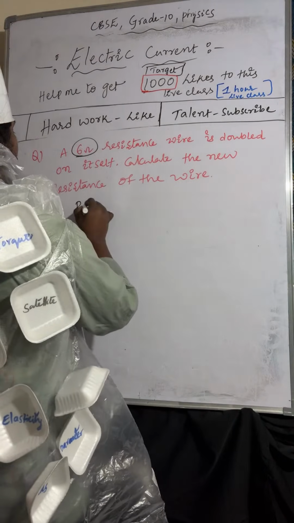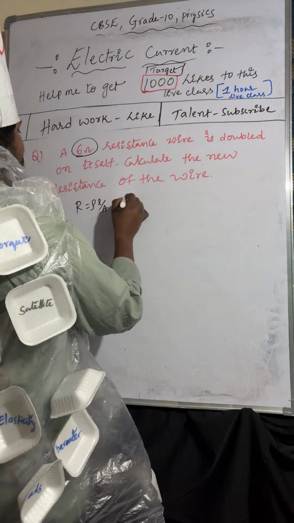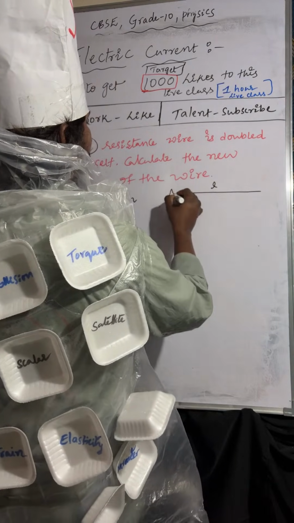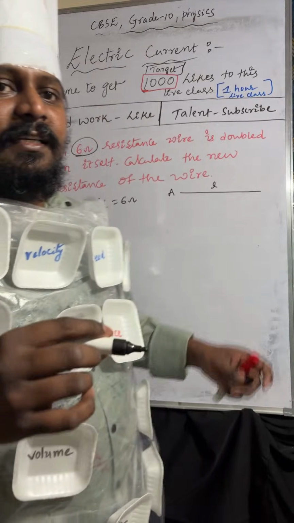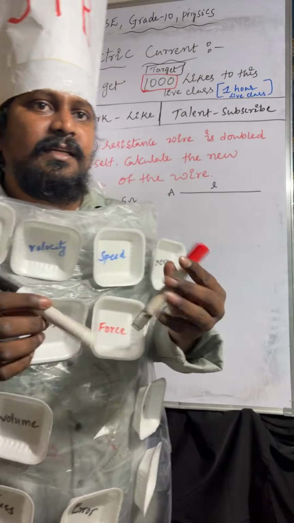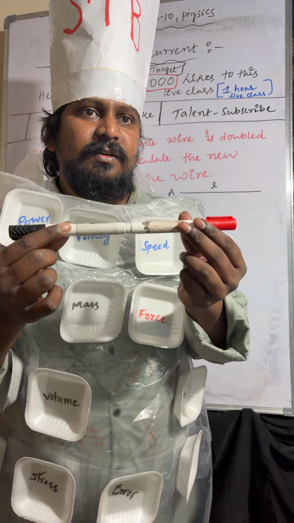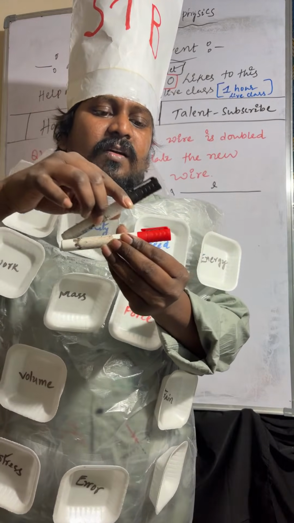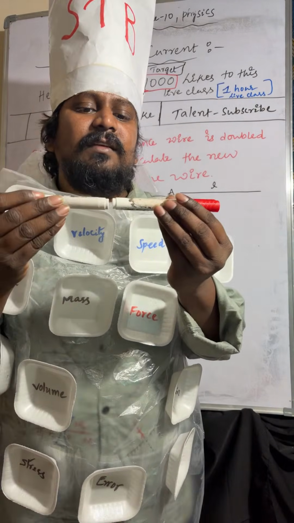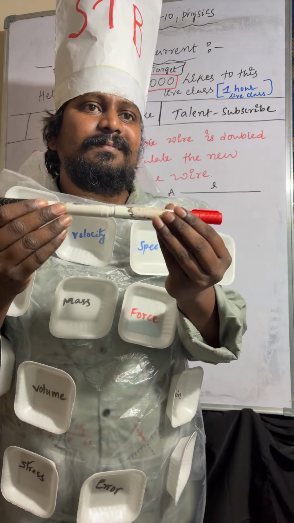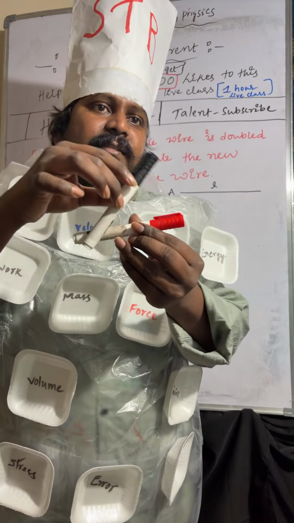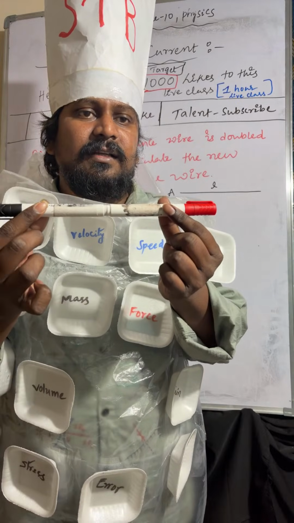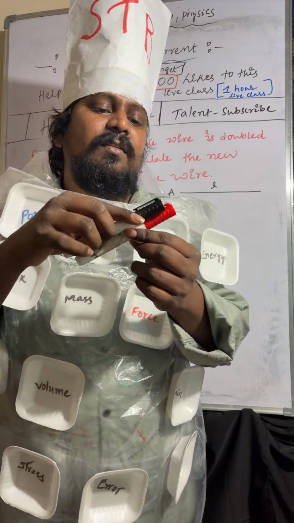Actually R equals rho into L by A, that is 6 ohm. This is the length of the wire: initial length is L, area of cross section is A. It is doubled on itself. If it is a straight wire, doubled on itself means it is folded like this. If it is placed like this as a straight wire, and doubled, it is folded on itself.